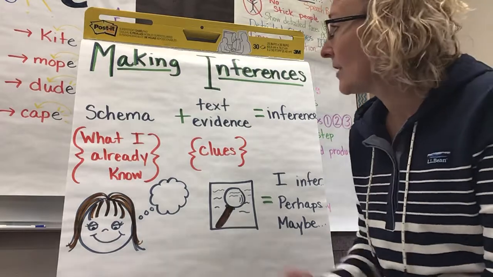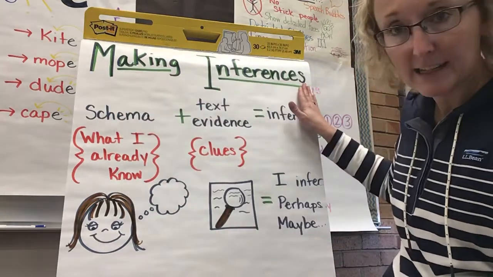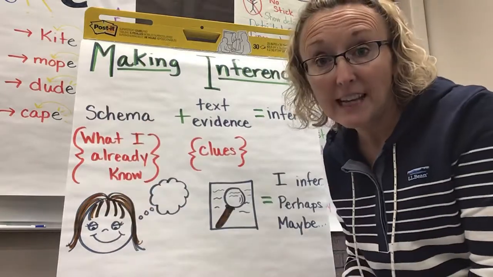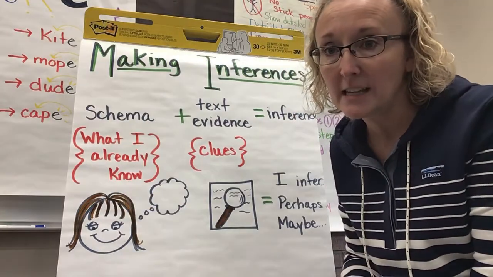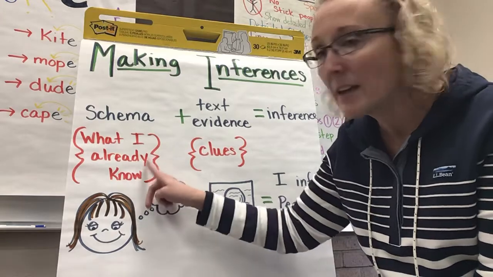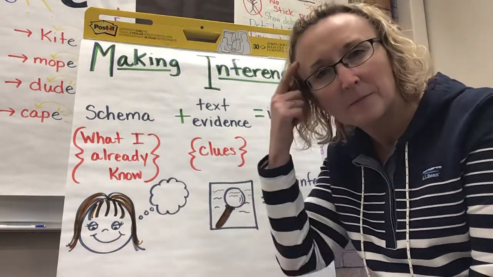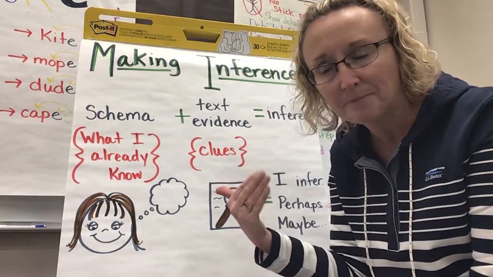So here's my nice little anchor chart, making inferences. So first you have to start with your schema, and it's been a while since we talked about schema. So let me kind of remind you. Your schema is what you already know in your head. So here's this little girl and she's thinking. It's what she already knows in her head.